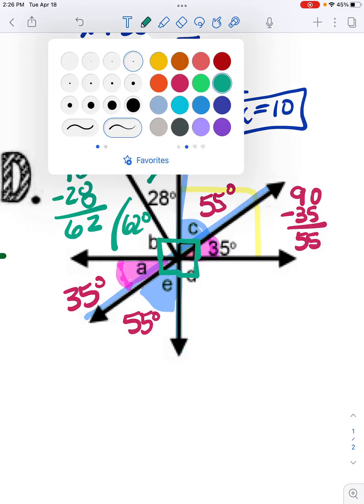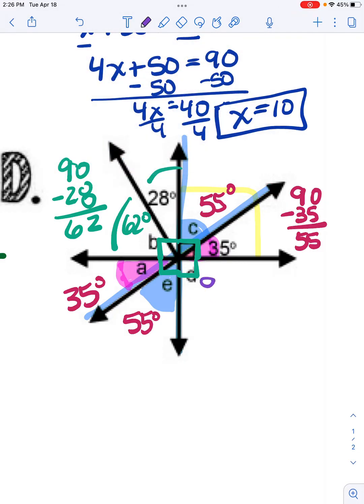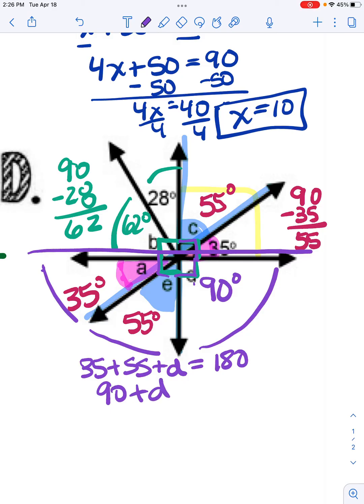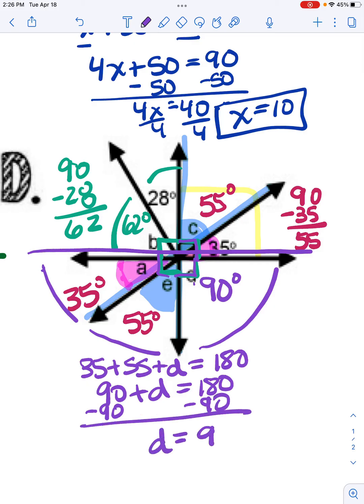That leaves me with one more. This one over here. Well, we know this one is 90. But let's say you didn't know for sure that if this was 90, all four of these were 90. You could also have seen that this plus this plus this make the straight line, right? So you could have done 35 plus 55 plus, what is that letter? D is 180. And then, of course, this is 90. And then we would just subtract 90 from both sides. We'd still get the same answer, but that's just another way of doing it.